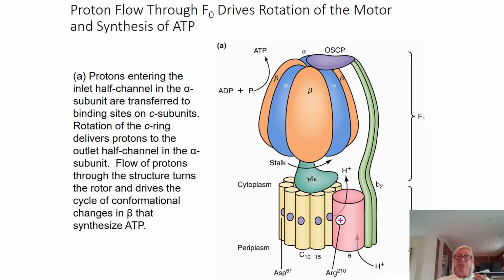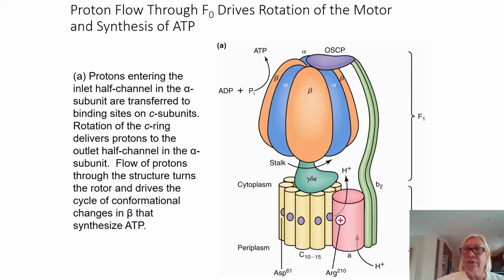And again, these hydrogen ions are entering the inlet and are deposited on the outlet side of what we're going to call the rotor. Actually, this is called the rotor portion. And now the rotation of this ring is then coupled to ATP synthesis.